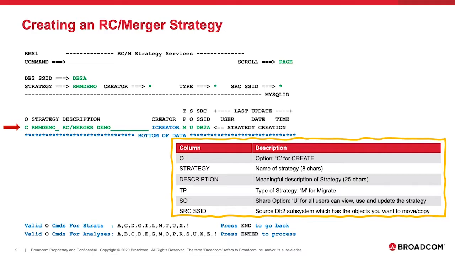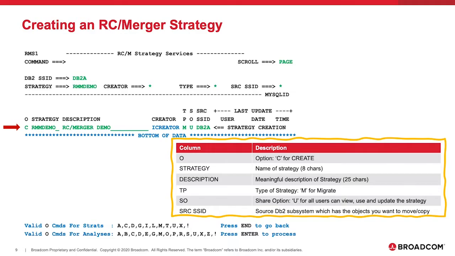If you want to check what any of the possible options are on any of the screens, you can press PF1 or put a question mark in the field and press enter, and the online help will guide you. Once we have completed this line of information, we press enter to take us to the next screen.